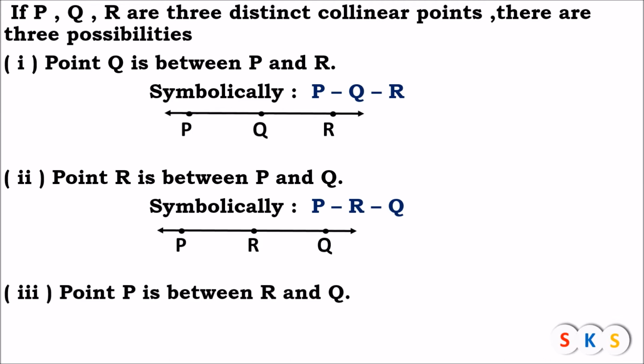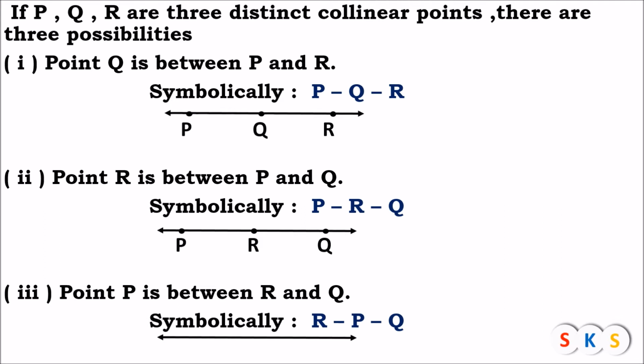Now we have here the third possibility. Point P is between R and Q. Symbolically, you can write this as R-P-Q. R-P-Q means those 3 points are collinear. It means they fall on the same line, and P is between R and Q. It means here the position of point P is fixed. It is between R and Q.